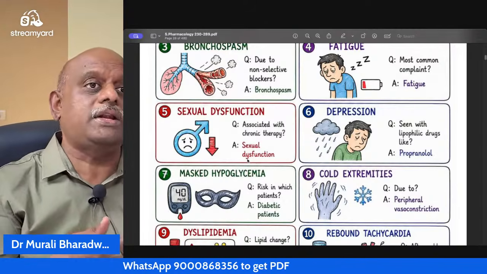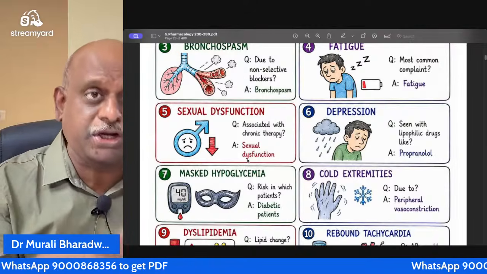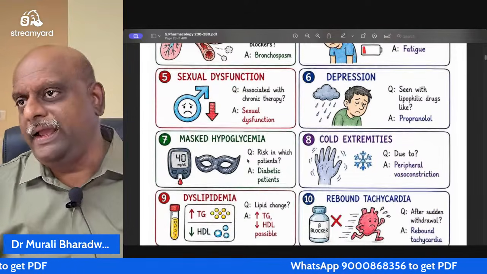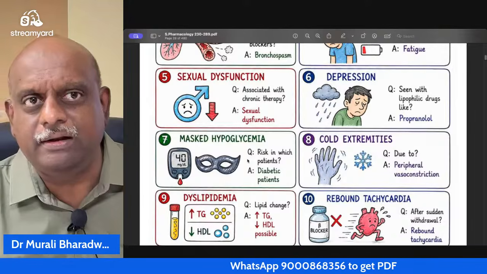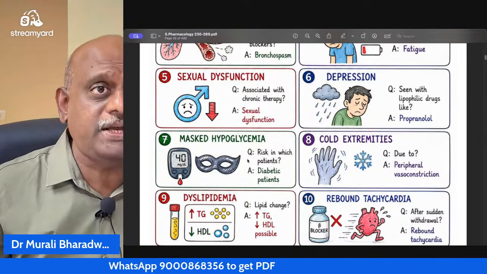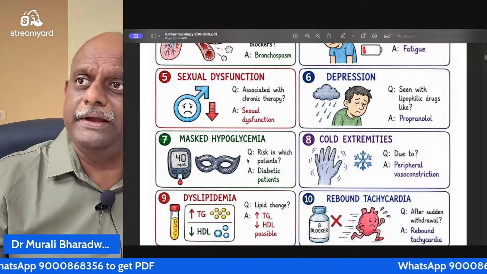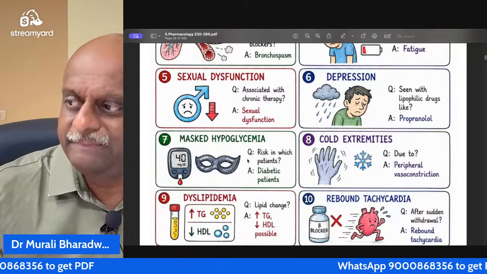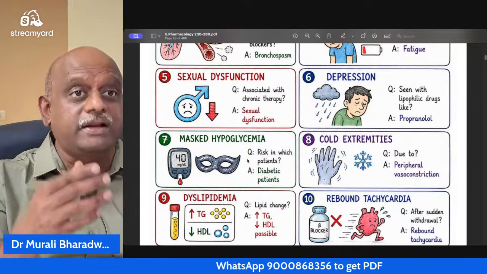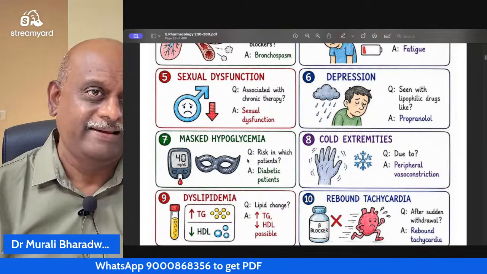Similarly, those drugs like propranolol, which are lipophilic, they cross the blood-brain barrier, and depression, psychological depression is a side effect. Similarly, especially insulin-dependent diabetics, insulin can lead to hypoglycemia. Hypoglycemia stimulates sympathetic stimulation. That is being annihilated by your beta blockers. So that is the reason there is a risk in diabetic patients of masked hypoglycemia.